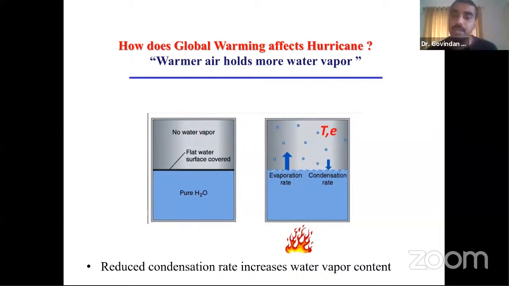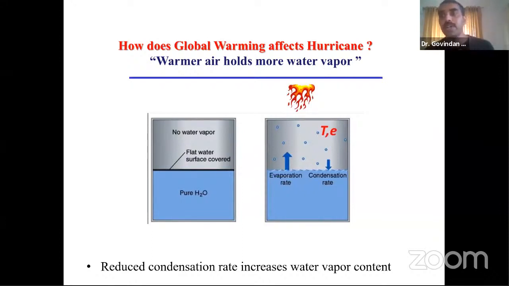When the air becomes warmer, the condensation rate will go down. This is just like heating the chamber from the top. When the air becomes warmer, the condensation rate will reduce and the evaporation rate will increase. So there will be more water vapor molecules available in the atmosphere. So warmer air can hold more water vapor.